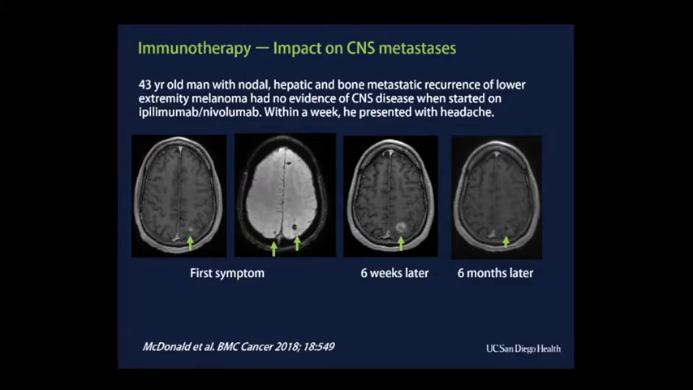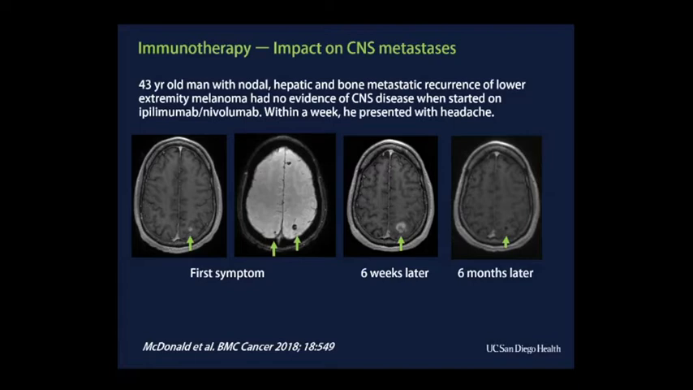Immunotherapy was continued in him, and rather than rushing to radiation therapy, they repeated his MRI 6 weeks later, and there was hemorrhage into the dominant left parietal lesion, but he had no new deficits. And so he was continued on immunotherapy, and after 6 months, he had no new residual or enhancing lesions.